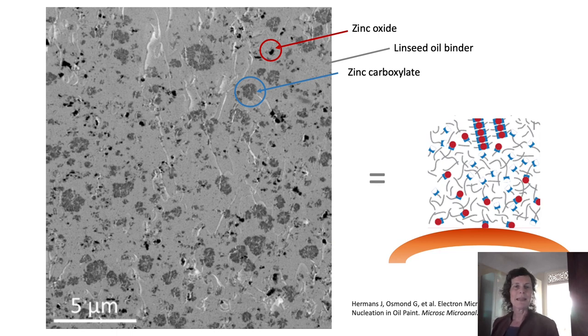A sample from the paint was microtomed in the microscope chamber to produce this reverse contrast scanning electron microscopy image. The darkest small particles are zinc white pigment, while the spherical grey features are zinc carboxylate clusters which have formed in the linseed oil, echoing the process represented in the adjacent diagram.